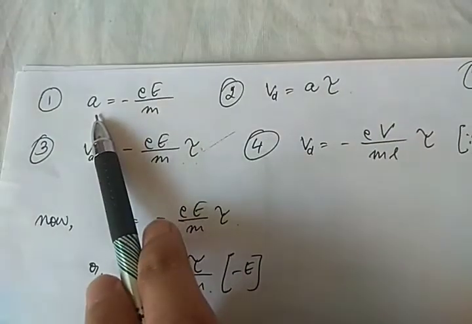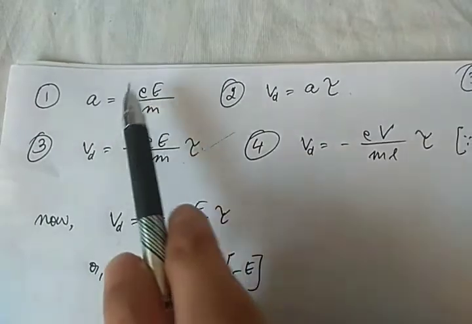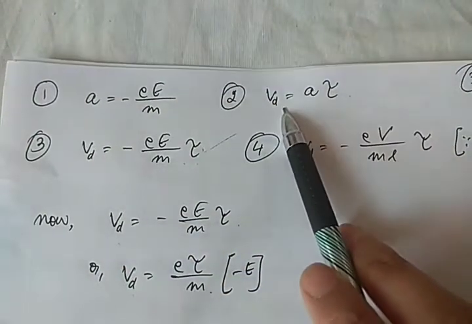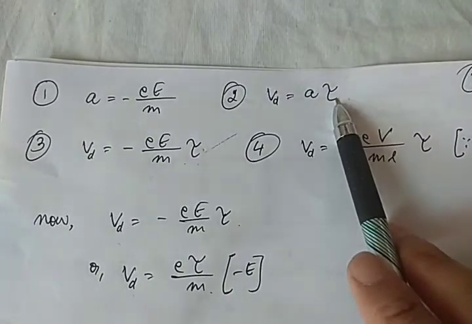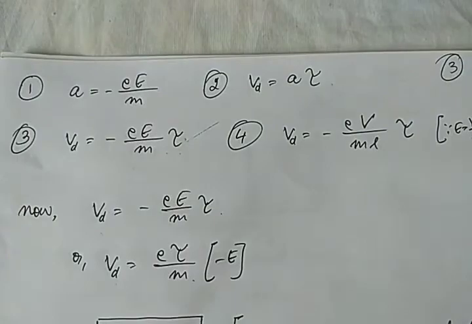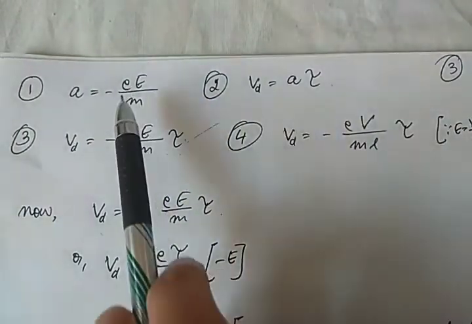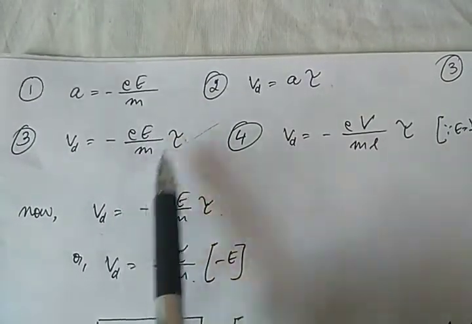We've seen that the expression for the acceleration is given by eE by m, where m is the mass of the electron, small e of course is the charge, and E is the external electric field. And we saw that the drift velocity is given by a tau, where a is the acceleration and tau is something called the relaxation time. So substituting for a from this equation, the drift velocity is given by minus eE by m into tau.